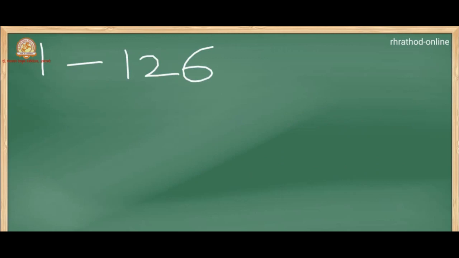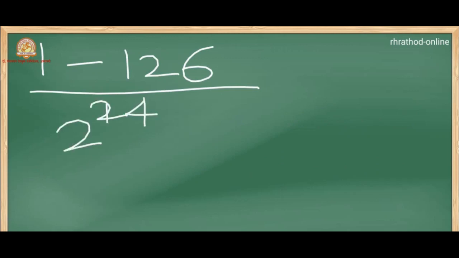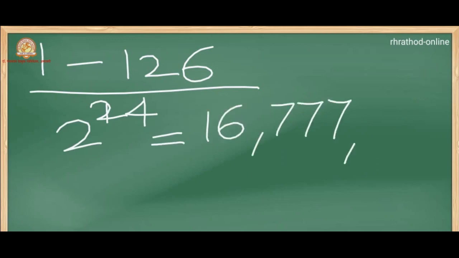Now 24 bits are host bits. Therefore, each class A network has 2 raised to power 24, that is equal to 16,777,216 hosts. Class A is not available for general purpose and it is restricted to special uses.